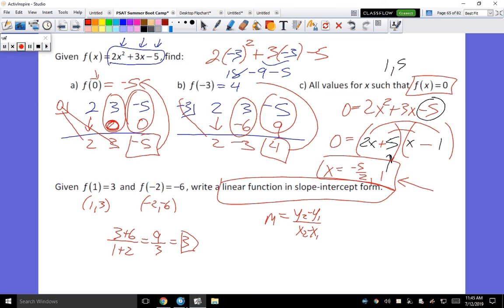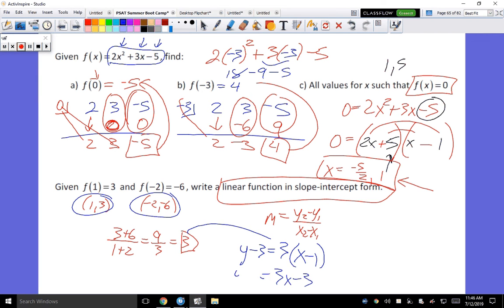Now we want it in slope-intercept form. Put it in point slope form. So if we do it in point slope form, we can pick any one of these. It doesn't matter. Let's go with 1 and 3. y minus 3 equals the slope times x minus what? 1. And then you can do 3x minus 3 and then add. And what's your final answer? 3x.